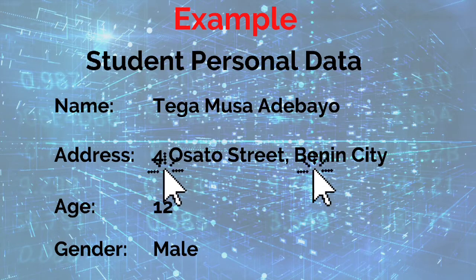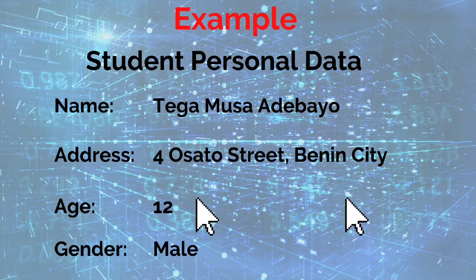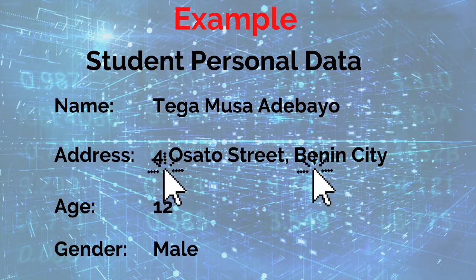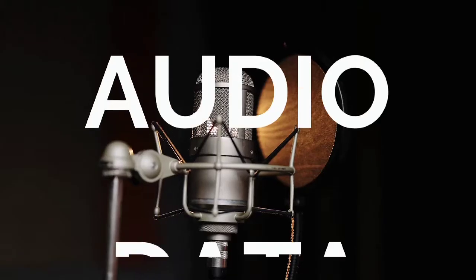Now let's go back to that example of Tega Musa Adebayo's data. The address there, 4 Osato Street, Benin City, is an example of alphanumeric data. It contains both alphabets and numbers. Alright, so that's what we see there.